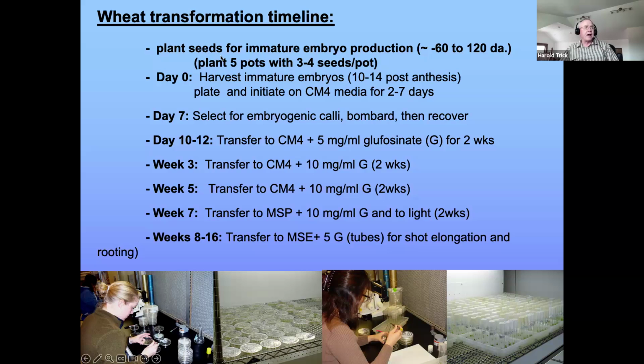So we usually plant 5 pots or so per experiment, 3 or 4 seeds per pot. That will give us enough embryos to go through and do a good experiment with these. Day 0 is the day that we start with initiating the immature embryos. We'll put those on plates. We'll let those grow for about 2 to 7 days.